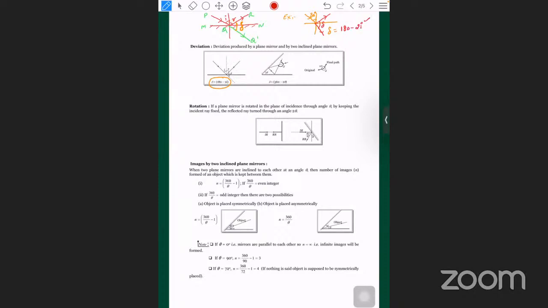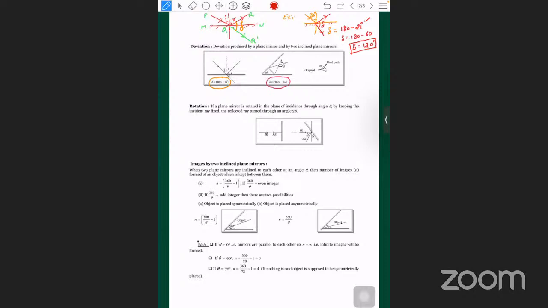i is equal to what? 30. So 2 into 30 is 60, right? Yes, sir, 120, sir. So what is the deviation then? 120 degrees. Yes, this is the angle of deviation. So please remember, for the case of the plane mirror, if the incidence is i, then what is the formula to find the angle of deviation? 180 minus 2i, sir. Yeah. Remember the second case.